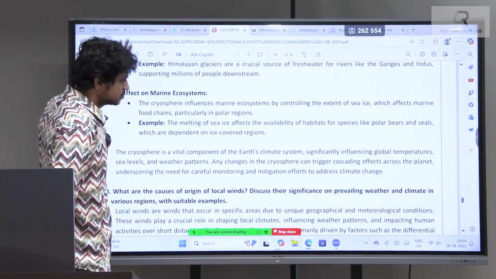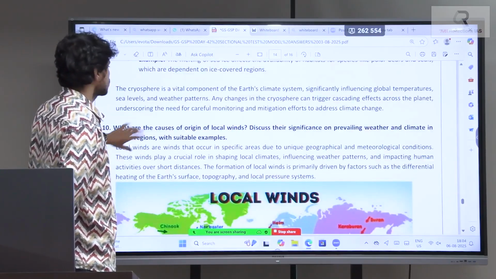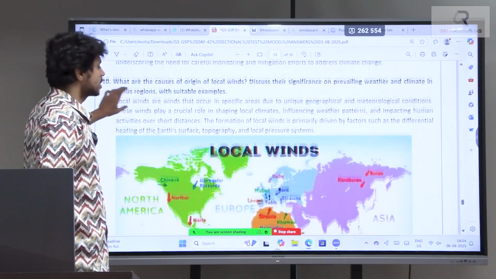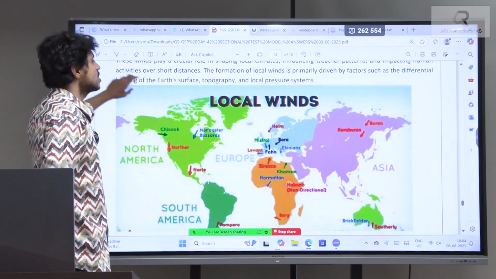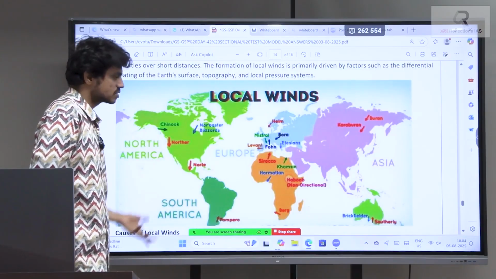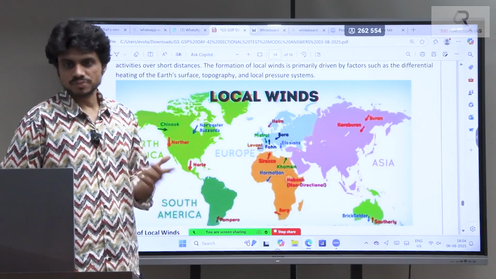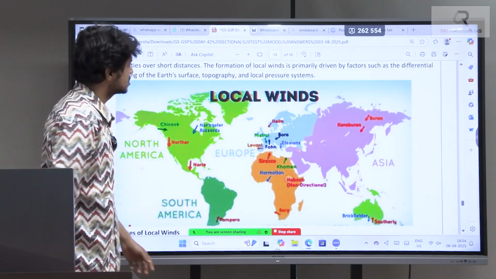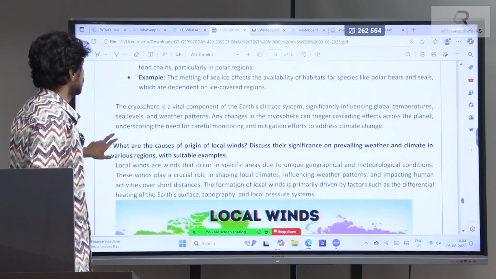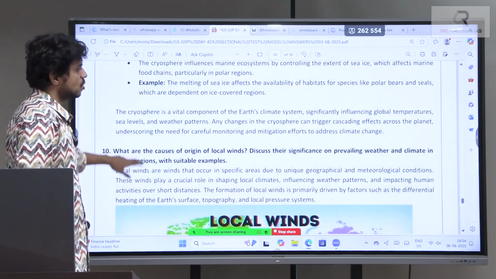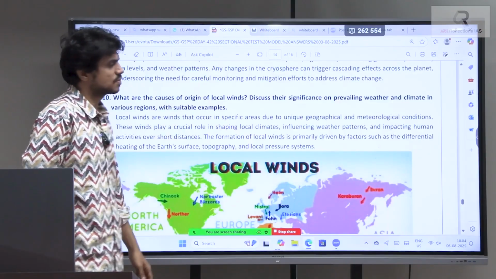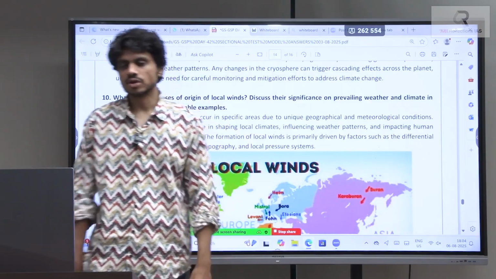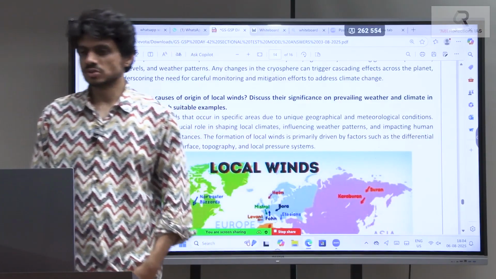Okay, so one question only, you can go through what are the causes of the local wind. Direct question, not much difficulty. So whenever such questions come, try to add a diagram like this. If you add a wall map and a diagram, that will definitely add value. So what are the causes of the local winds, significance and prevailing, you can add. Not much challenging thing. Okay, so that's all.